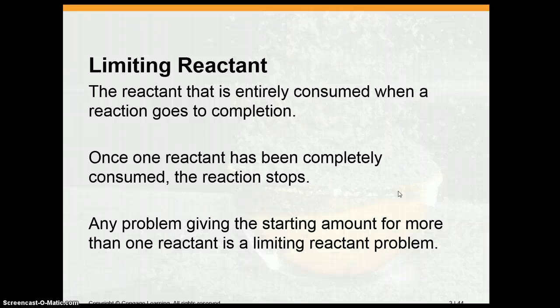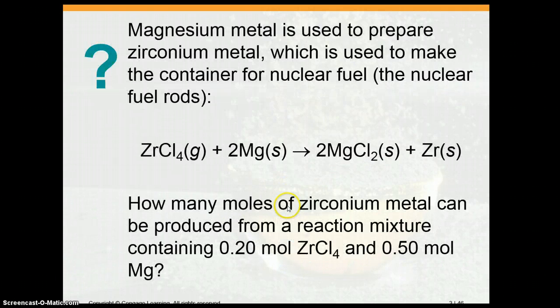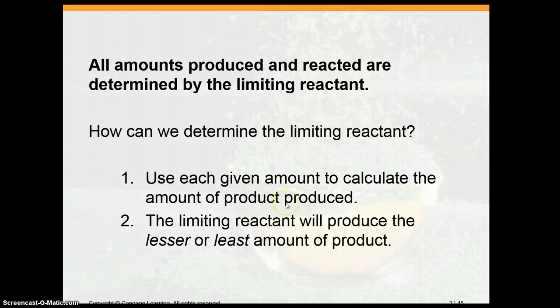A limiting reactant problem is also something you need to consider. Basically, it's the reactant that runs out first. When you're doing a calculation, you do the exact same thing. You just have to do a calculation for more than one reactant. So you're going to use that stoichiometric process to determine the amount of product, and then the limiting reactant produces the smaller amount.